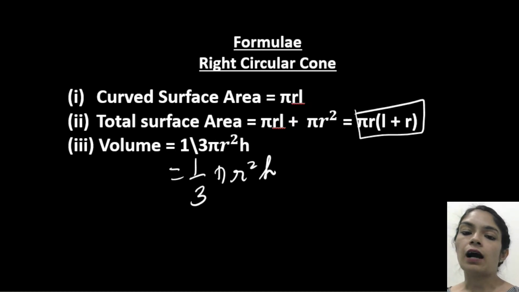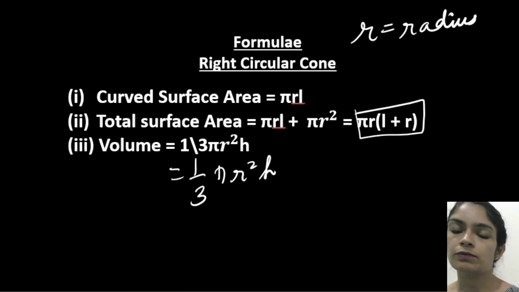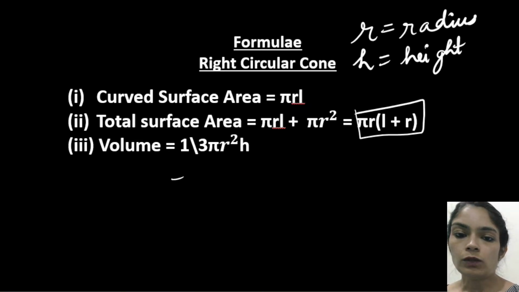Now what is this L? R is the radius. We are already aware of this. We have used R when we were doing cylinder also. Then H is the height of the cone. H is the height of the cone. Now I'll tell you what is this L, because in curved surface area we have L. So what is this L?